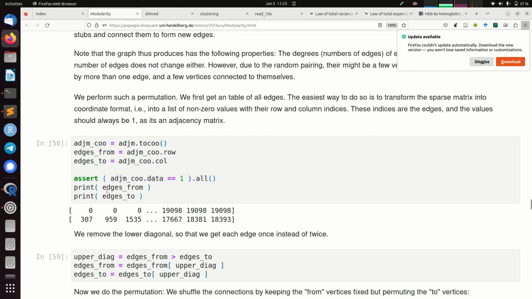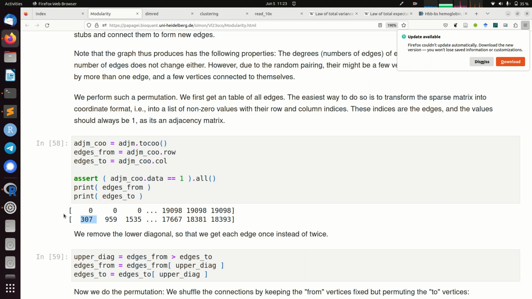And now we only have these edges. Now you see how this looks. Vertex 0 is connected to vertex 307. Vertex 0 is connected also to 959. And the last cell, 19098, is connected to that one. Everything here is twice, of course, because we have the upper diagonal and we have the lower diagonal. And we can distinguish which triangular matrix we are in by checking whether from or to is higher. You see here, 0, 307, the row coordinate is smaller than the column coordinate, so it must be in the upper triangle. If it were the other way, it's in the lower triangle.